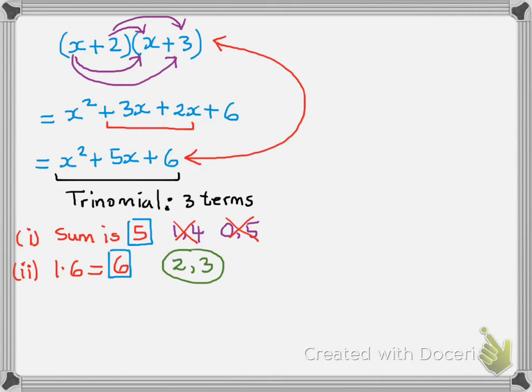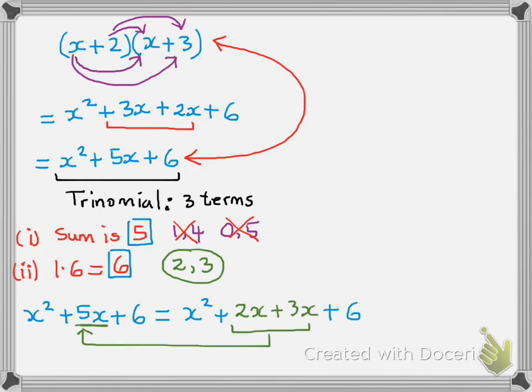What do we do with these two numbers? What we do is we rewrite the middle term, 5x, as a sum of these two numbers, 2x plus 3x. So x squared plus 5x plus 6 becomes x squared plus 2x plus 3x plus 6. 2x plus 3x is 5x.